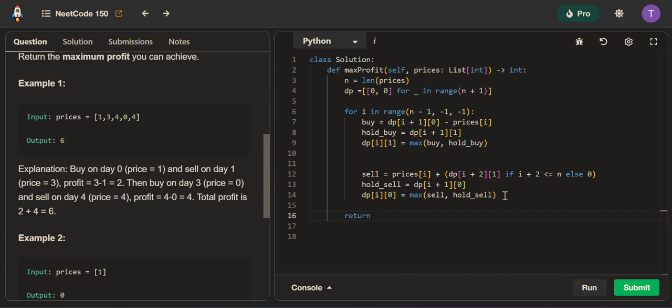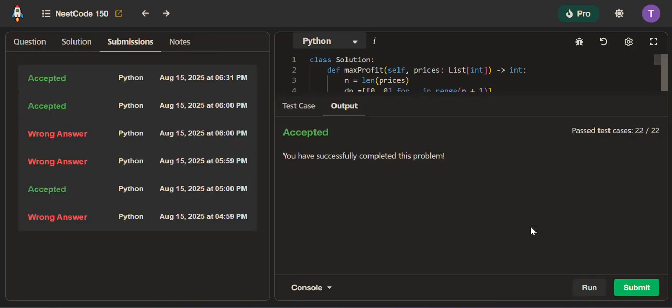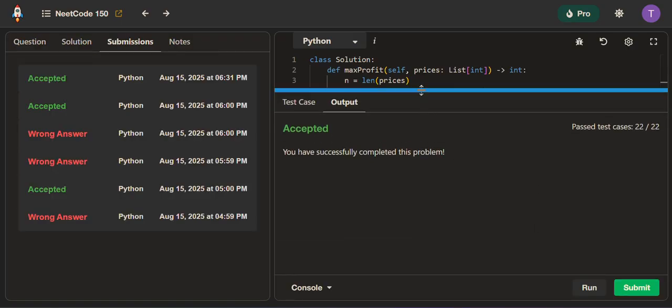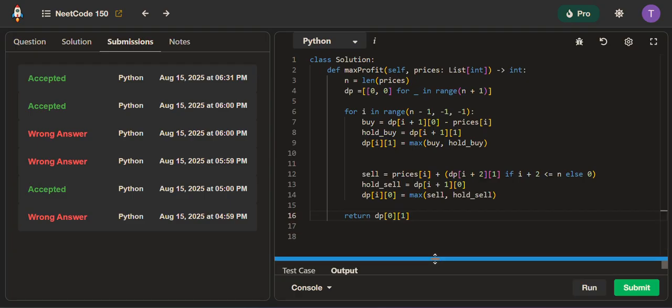So then we can return the DP at the index 0, so the very first row, and we have to start by either buying or holding, because we can't start by selling. This is not something that even makes sense. Like, you cannot sell without buying. So let's test this out, and this works. Awesome. So that is a dynamic programming solution.